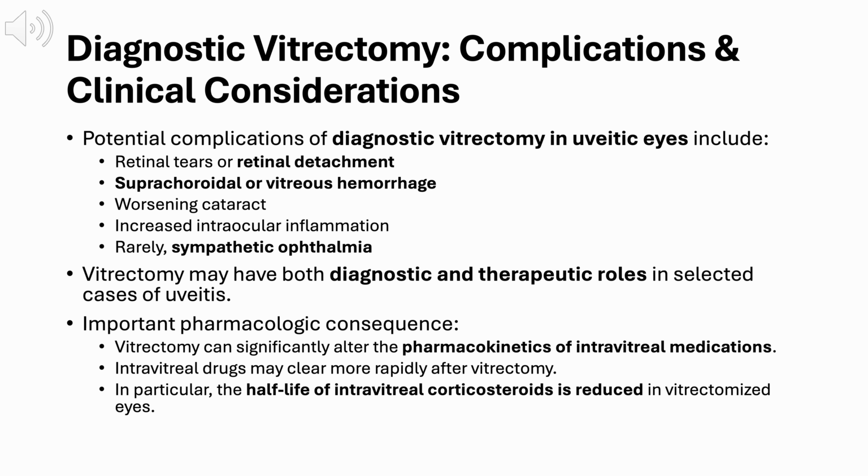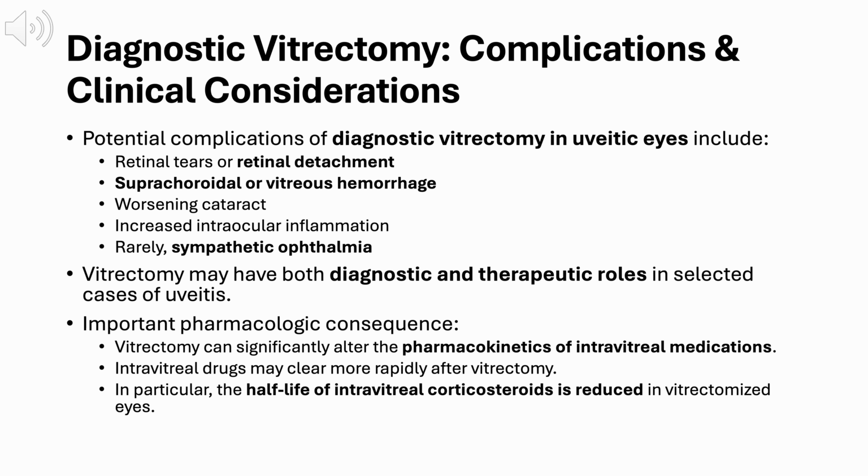Our final content slide covers diagnostic vitrectomy and both its risks and a key pharmacological twist. The potential complications in uveitic eyes include retinal tears or detachment, suprachoroidal or vitreous hemorrhage, worsening cataract, increased intraocular inflammation, and rarely sympathetic ophthalmia. Importantly, vitrectomy can serve both diagnostic and therapeutic roles in selected cases. But here's a consequence that's easy to forget.